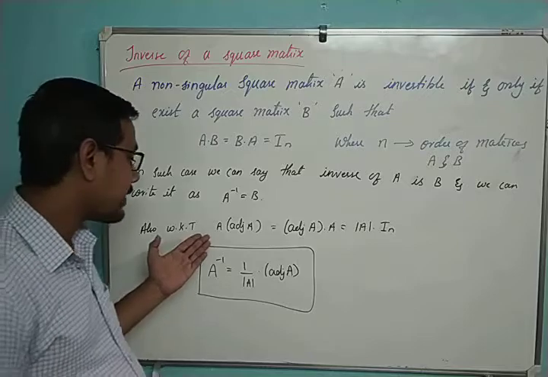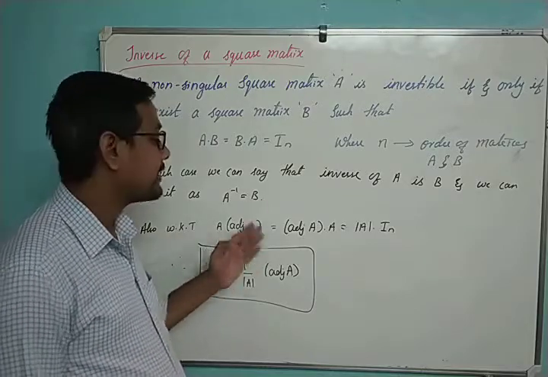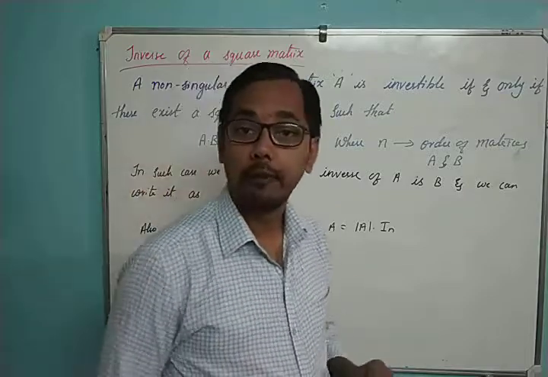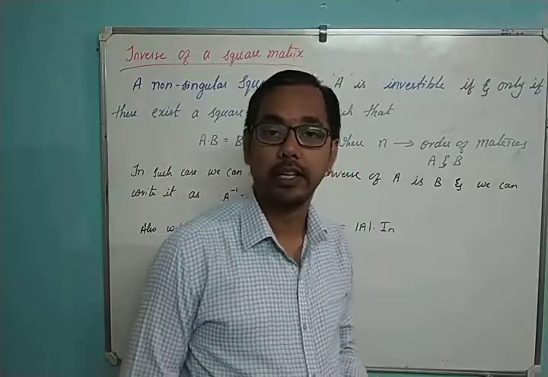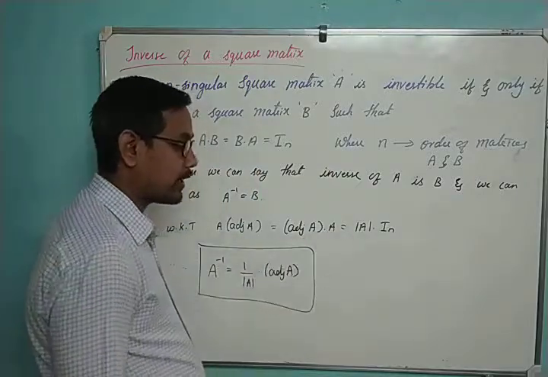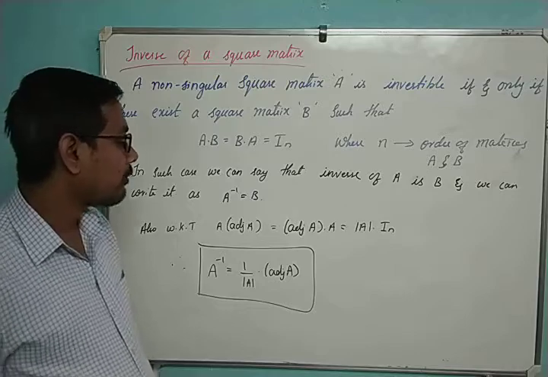And we also know, friends, that A into adjoint A is equal to adjoint A into A is equal to determinant A into I. This is a property given when we studied adjoint. So A into adjoint A is equal to adjoint A into A, that is equal to determinant A into I. So now what will be A inverse?